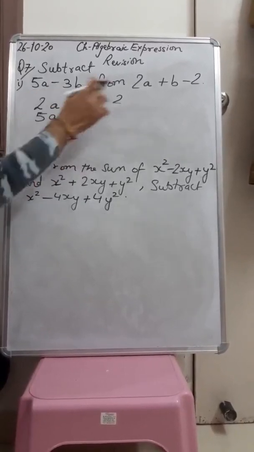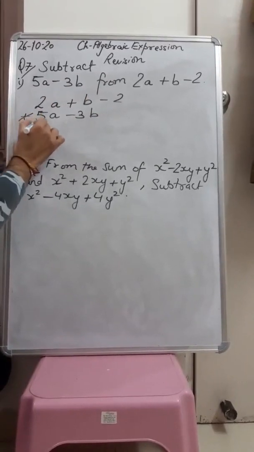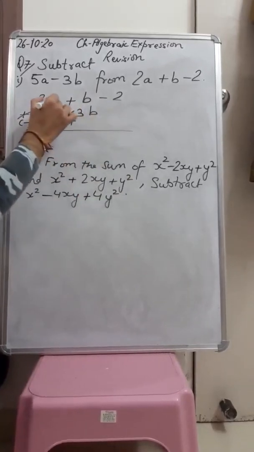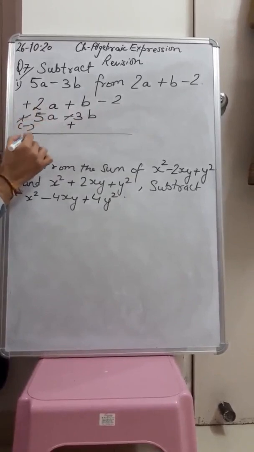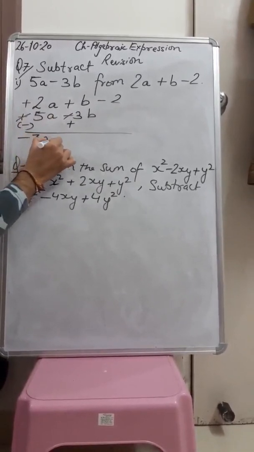So in subtraction the signs get changed: plus becomes minus, and minus becomes plus. So for 2a and this, minus 5 is greater, so it will come as minus 3a.